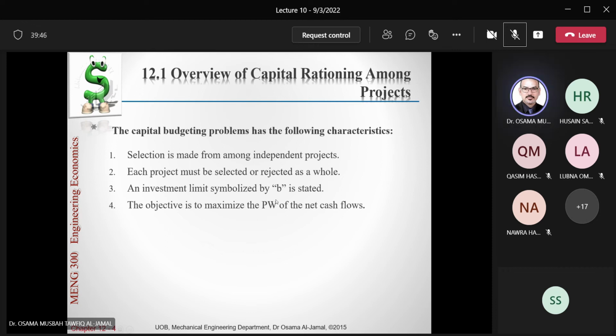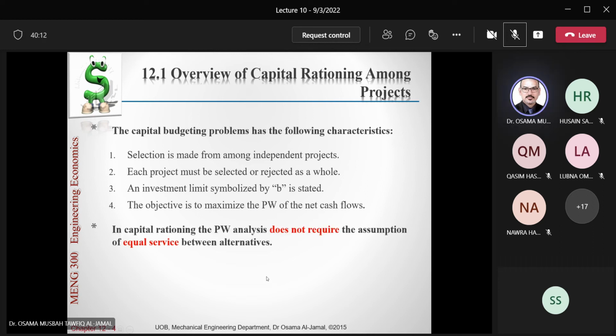An investment limit symbolized by B, which is the budget, the budget available. This is the investment limit. We'll see it a lot later on. The objective here is to maximize the present worth of the net cash flows. To maximize the present worth of the net cash flows.